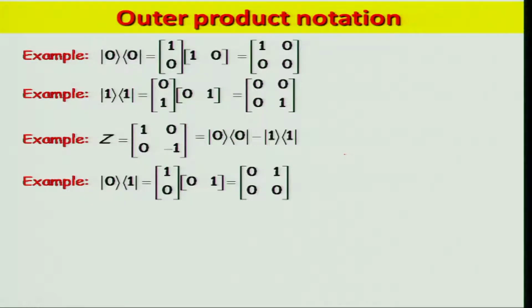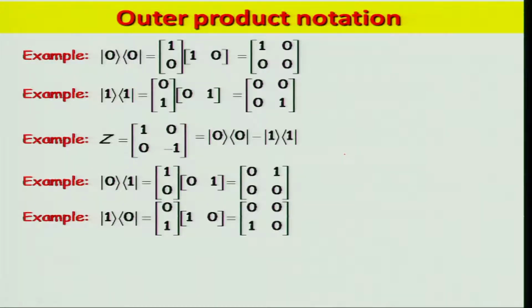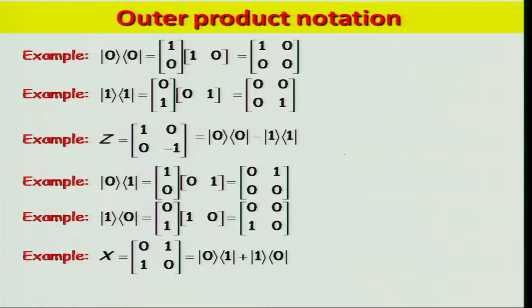The outer product of 0 and 1 would give rise to one off-diagonal element, and similarly the one with 1 and 0 would give the other off-diagonal element, and that way we can also have the X gate, which can be the superposition of |0><1| and |1><0|. So, the X gate is the sum of the |0><1| and |1><0| outer products.